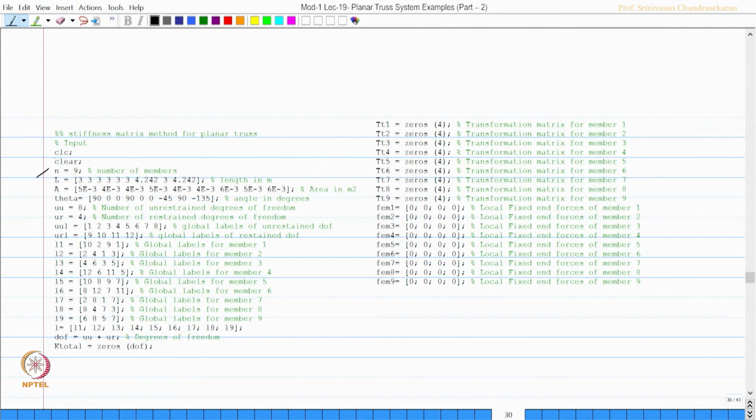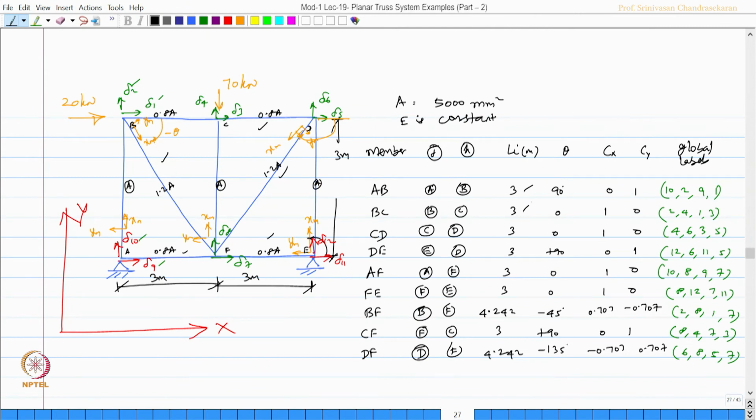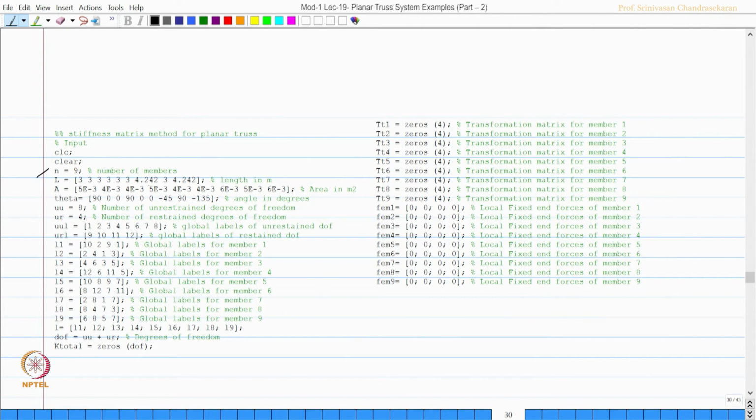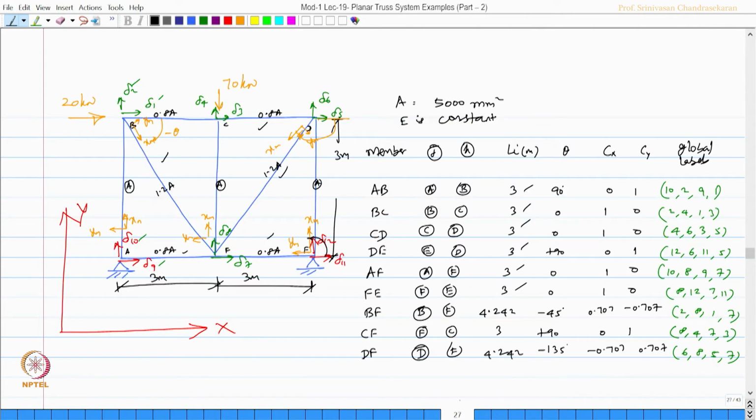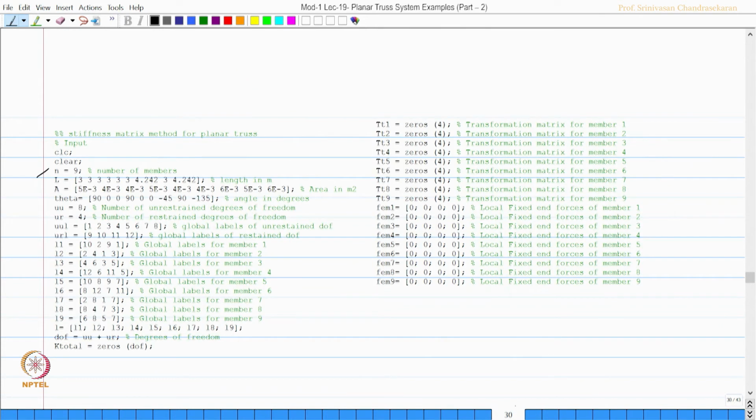There are 9 members. I have entered the length, you can see here 6 times 3, which is taken from here: 1, 2, 3, 4, 5, 6, 6 times 3, correct. Then 4.242, 3, 4.242, you can see here 4.242, 3, 4.242. So, I am following exactly the same method by entering the data. Length is entered, area is given, okay.